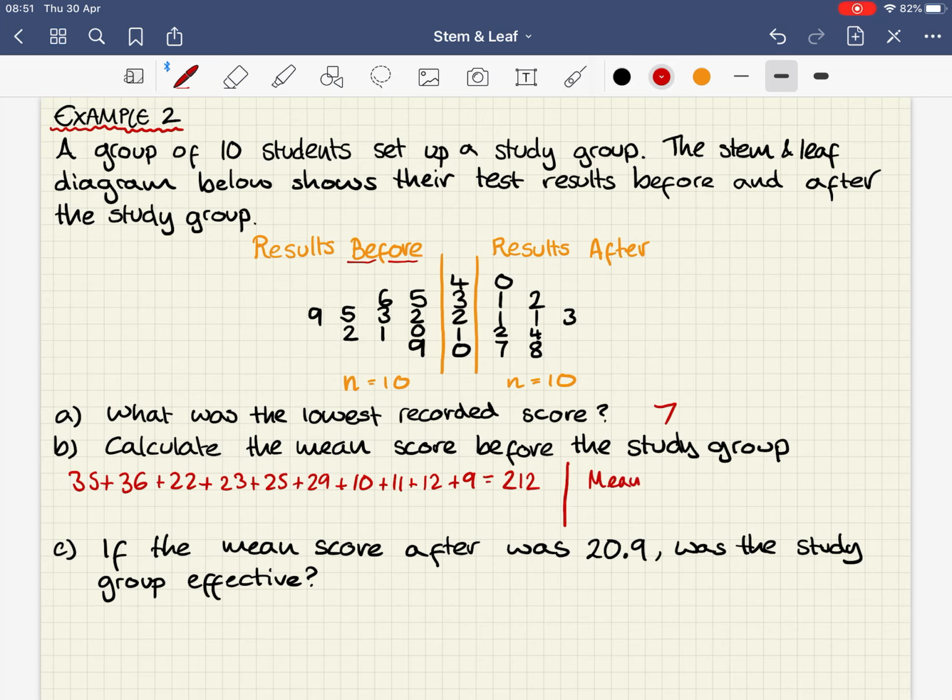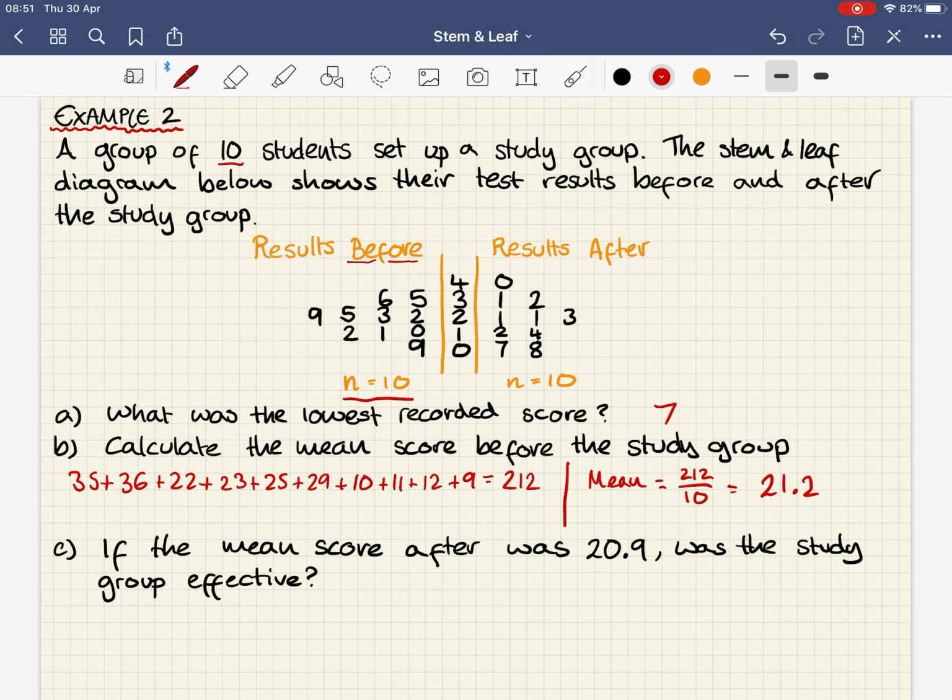And then for my mean, take that total, divide by how many people there were. And it always tells you in the question as well. So I've got the 10 students in here, n equals 10. So you don't have to count through the numbers, it gives you them. And that will just come out as 21.2.